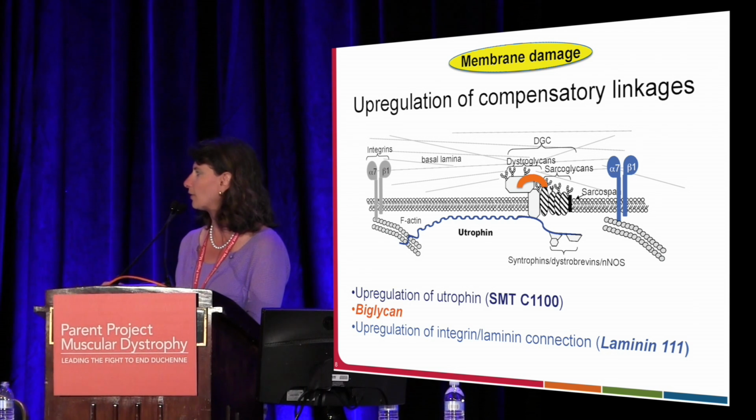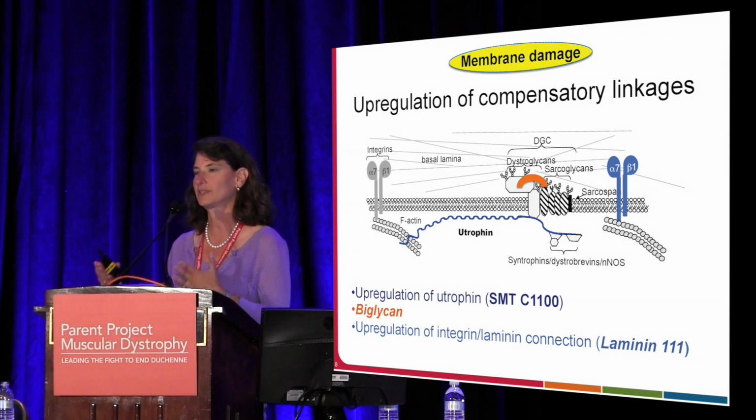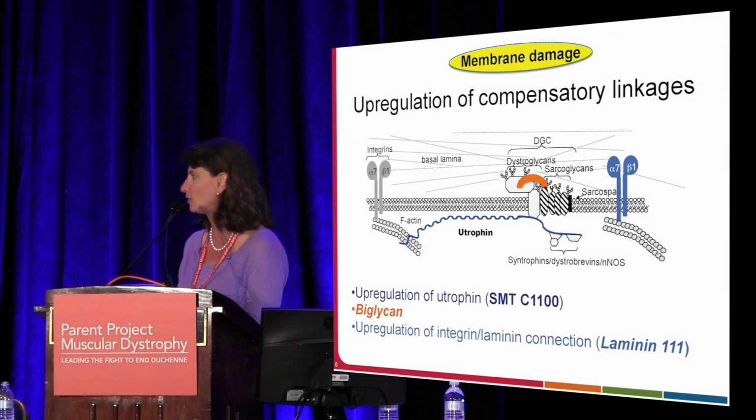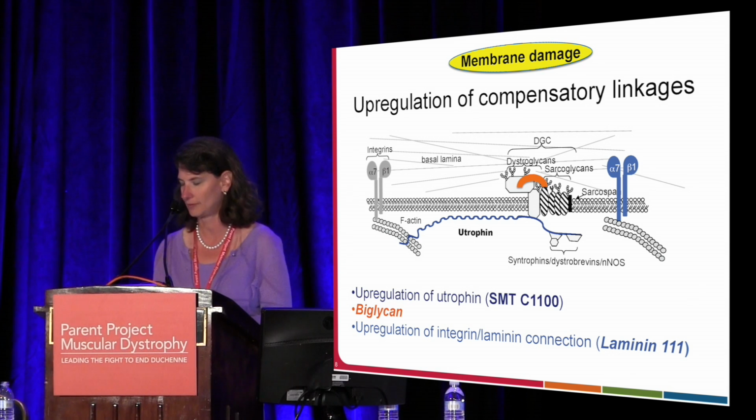And then a third compensatory linkage approach is to upregulate other complexes unrelated to dystrophin and utrophin that are called integrins and laminins that separately provide connections from the inside to the outside of the cell. So those are still there in Duchenne muscle, but if you can, again, overexpress them to help compensate for the loss of the dystrophin connection, that may also provide a therapeutic approach.